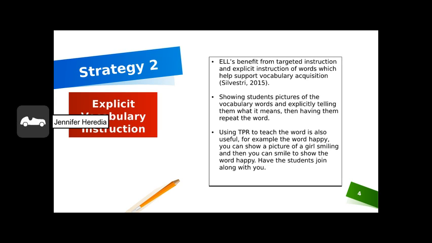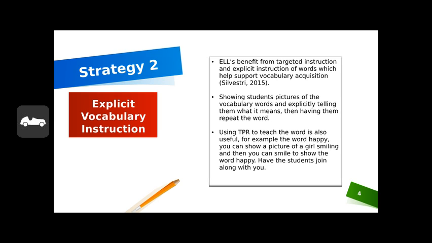Strategy 2, Explicit Vocabulary Instruction. According to Silvestri, 2015, ELLs benefit from targeted instruction and explicit instruction of words, which help support vocabulary acquisition. Explicit vocabulary instruction in pre-K can be showing students pictures of vocabulary words and telling them the meaning. Then have the students repeat the word to practice oral fluency.